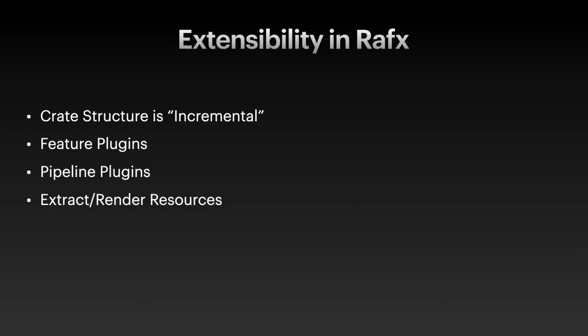Now I'd like to discuss some specific ideas in Rafix that make it extensible. First, the crate structure is incremental, adding functionality and optional layers. Plugins allow new functionality to be implemented non-invasively. I'll focus on two of the three plugins that exist in Rafix in this talk. Finally, I'll discuss the extract and render resources, which allow plugins to share data with each other and the application without unnecessary coupling.